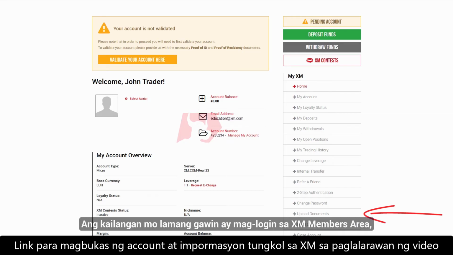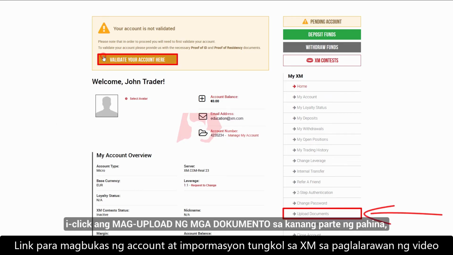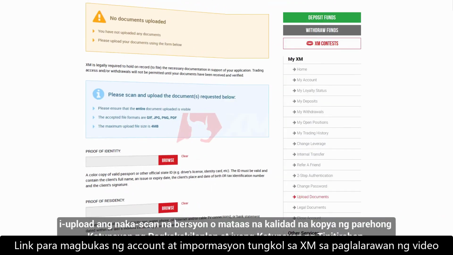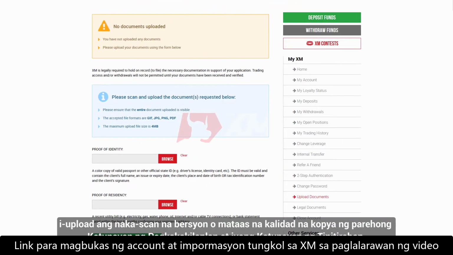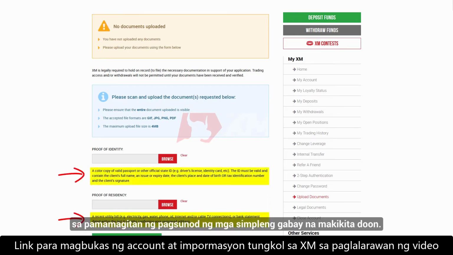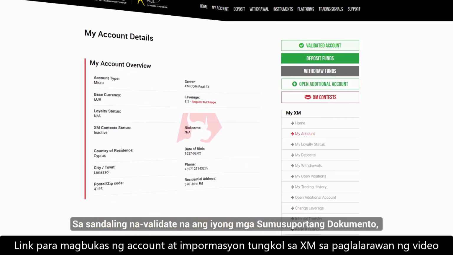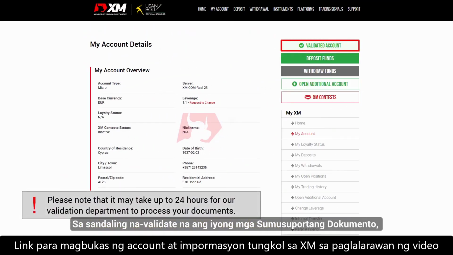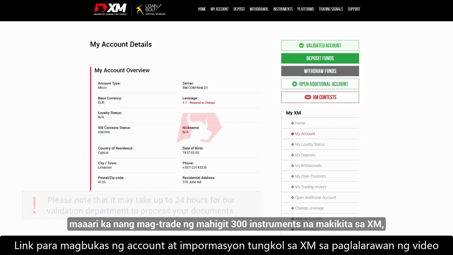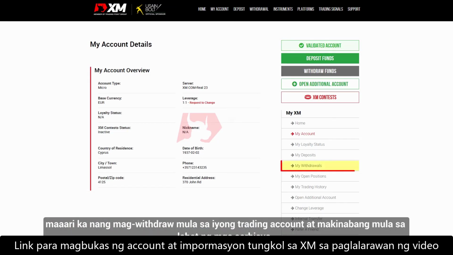All you need to do is log into the XM members area, click Upload Documents in the right-hand sidebar of the page, and upload a scanned version or a high-quality photocopy of both your proof of identity and your proof of residence by following the simple instructions there. Once you have had your supporting documents validated, you can start trading on over 300 instruments available at XM. You can make withdrawals from your trading account, and you can benefit from a full range of services.